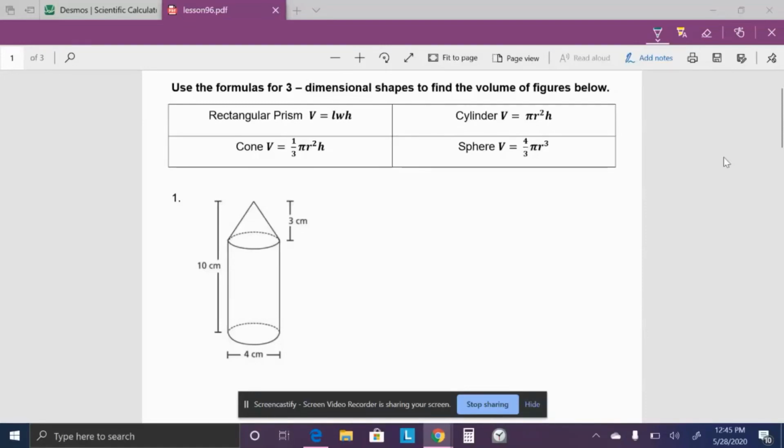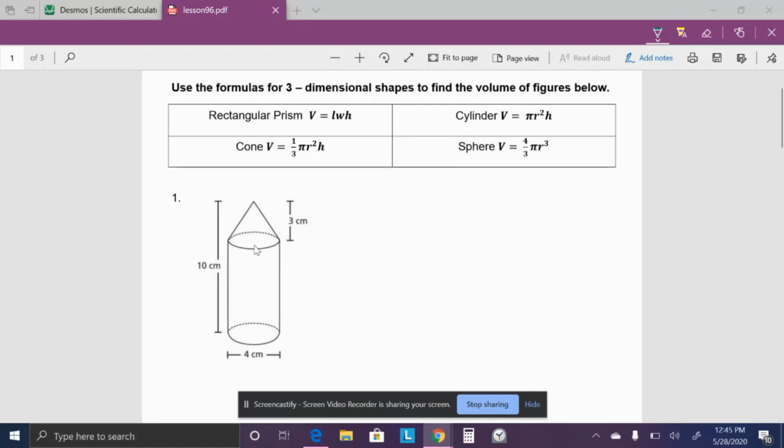In today's video, we're going to be learning how to find the volume of irregular figures. So we know our four volume formulas: for a rectangular prism, for a cylinder, for a cone, and for a sphere. Now with these irregular figures, you're going to use a combination of these formulas.